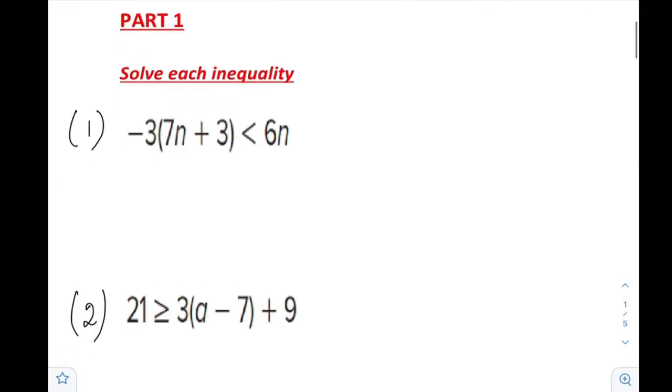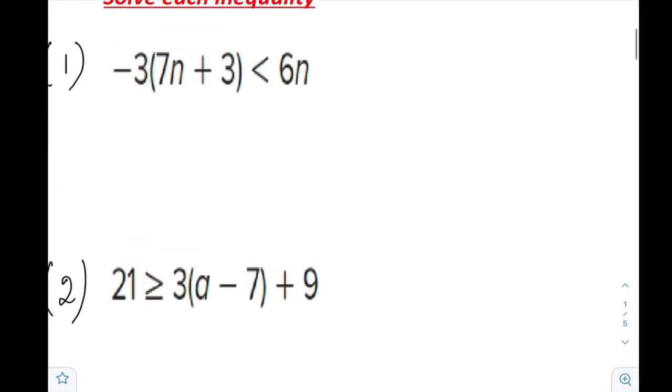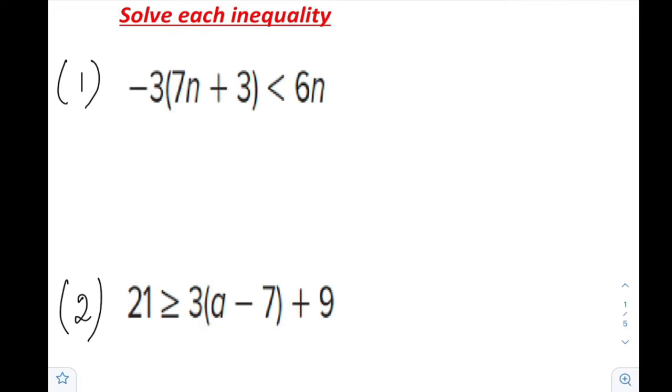Yes. Our first example will be solve each inequality. How to solve this inequality? As we know before, we need to get rid of the brackets before, by using distributive property. So we will multiply negative 3 by 7n, negative 21n. Negative 3 by 3 is negative 9, less than 6n.